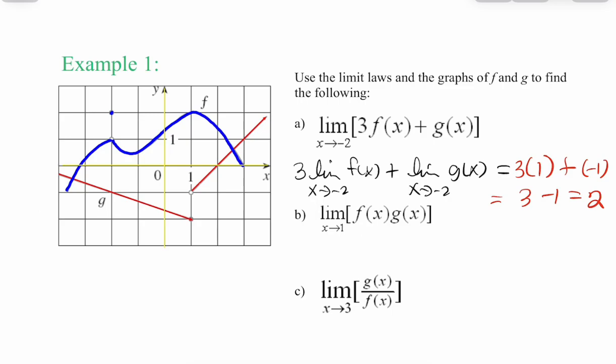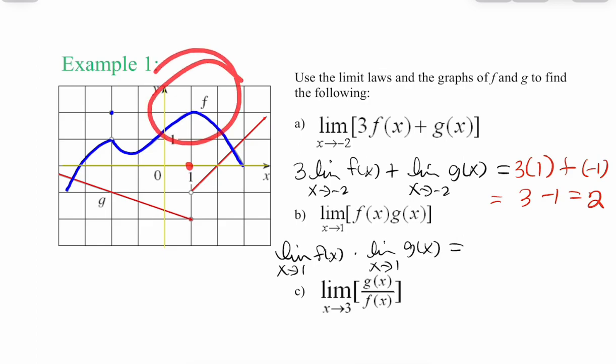Okay. Now let's move on to B. So we can really rewrite that as the limit as x approaches 1 of our f function times the limit as x approaches 1 of our g function. We can get those two answers and just multiply them together. So if we go over to an x value of 1, so here's an x value of 1, and if I look at my f function in blue, what height am I at? If my x value is 1, my height is 2, right?